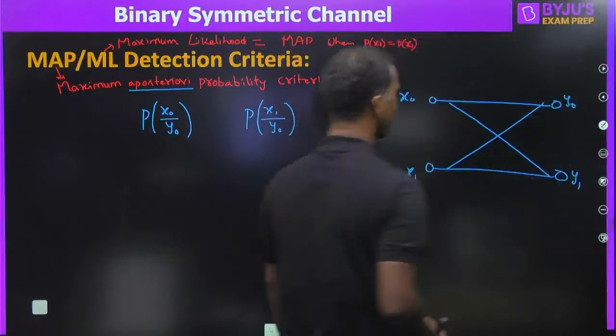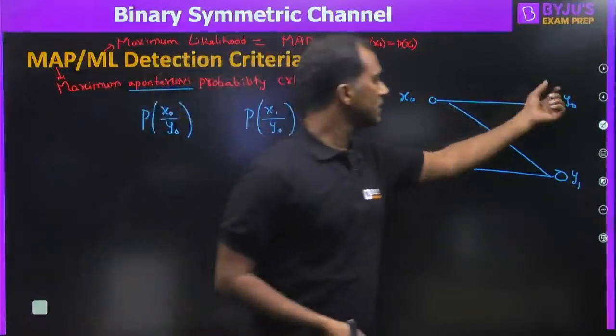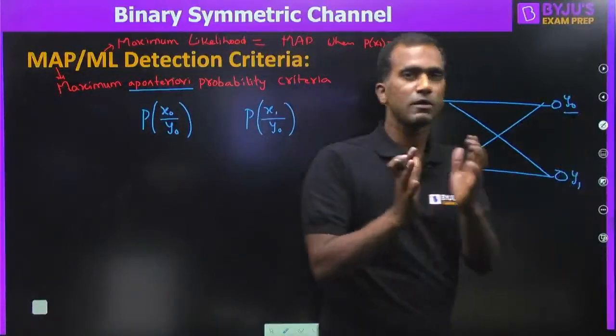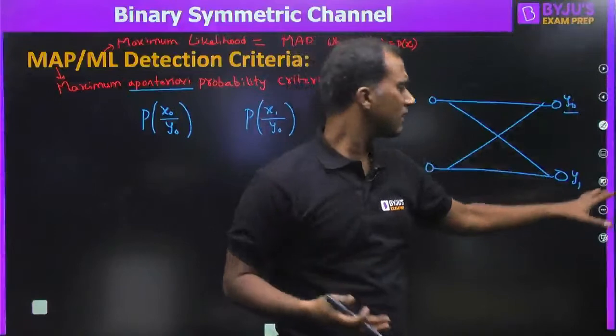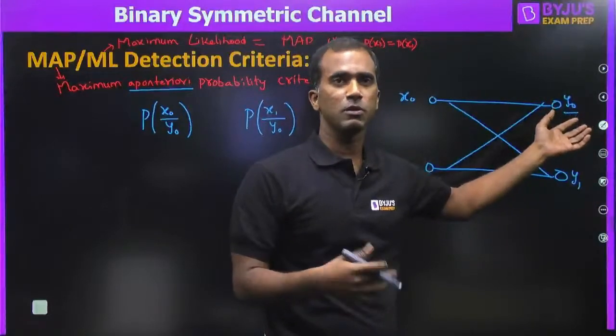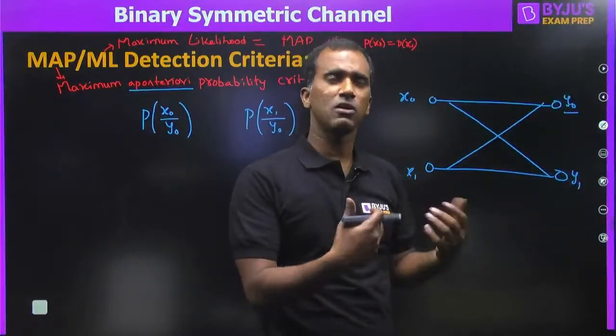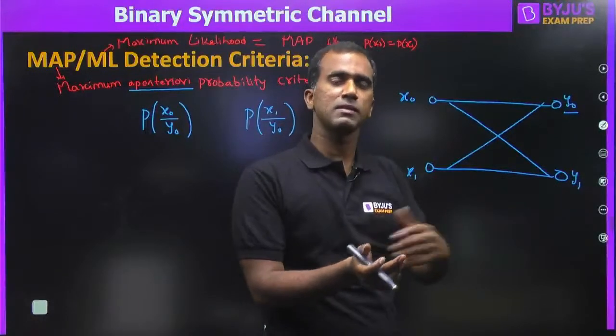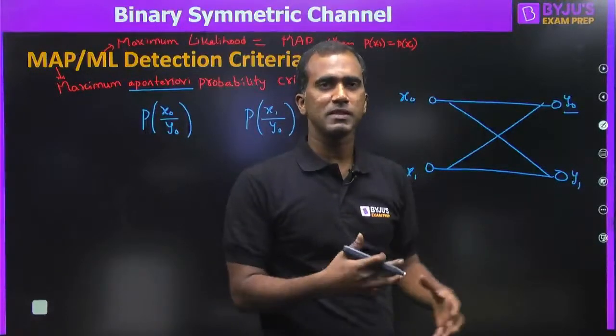Observe carefully. You have observed that y naught is received at some point of time. When you're observing, y naught is received. After that, y1 might be received. After that, y naught might be received. Okay, you might receive y naught, y1 alternatively, or many times y naught, sometimes y naught continuously, sometimes y1 continuously. You might receive them in any manner.